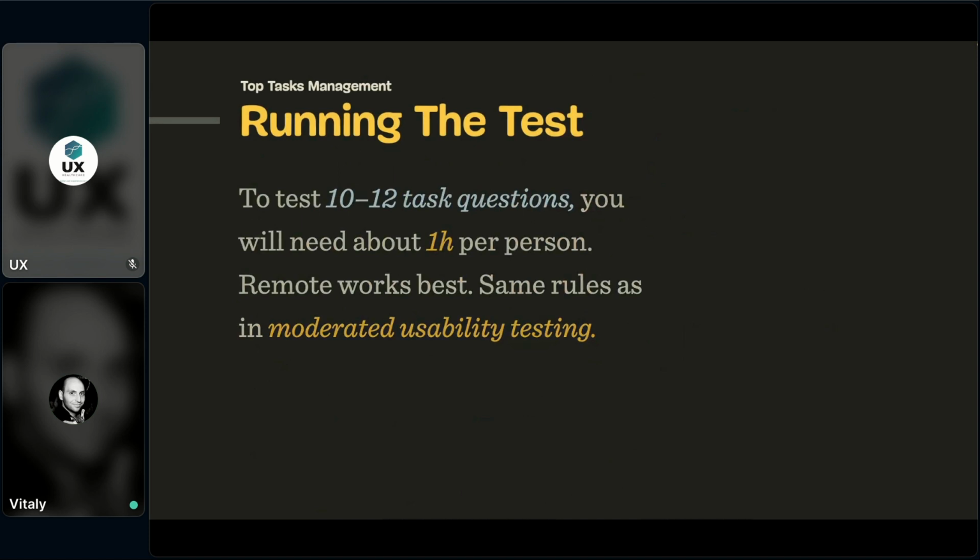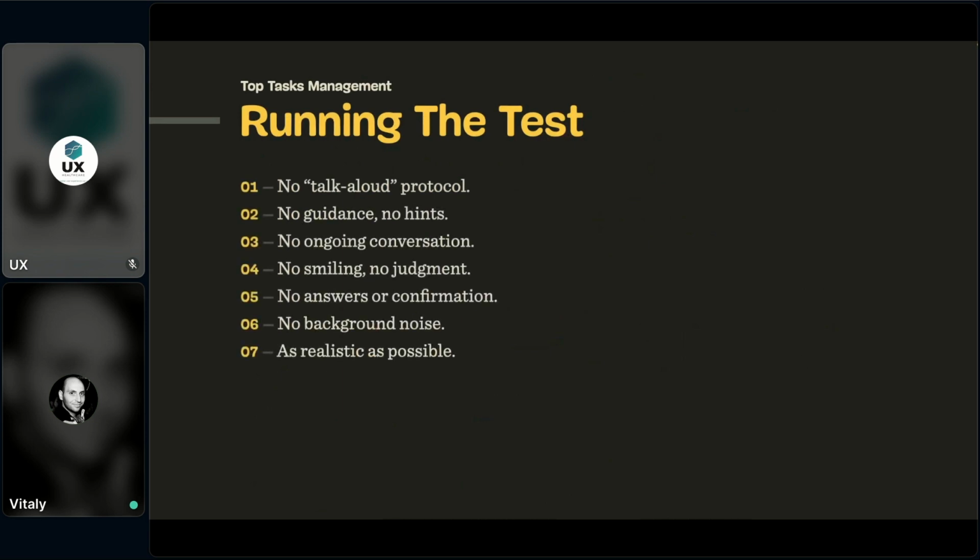And then as the test is running, no talk allowed. No hints, no guidance, no conversation, no smiling, no judgment. That's very difficult for me because I try to be a nice person. I need to be very cold and brutal and to the point. No answers to confirmation, no background noise, and in general, as realistic as possible, right?